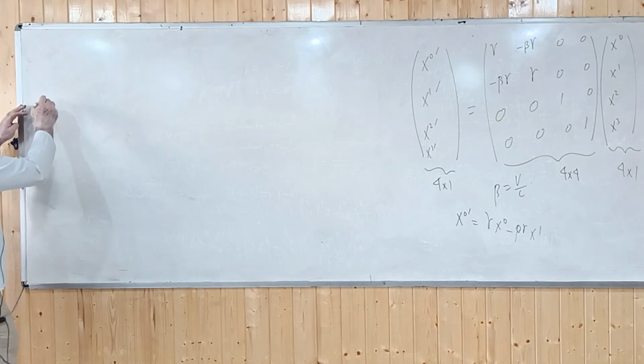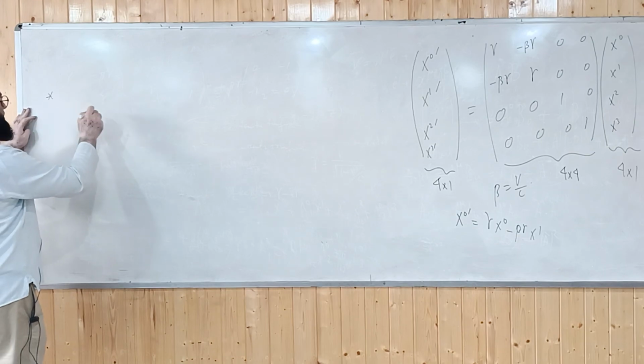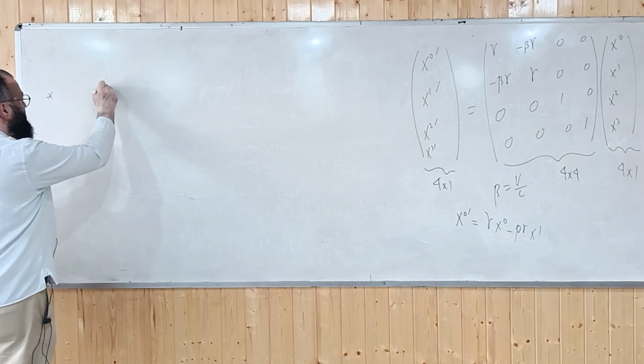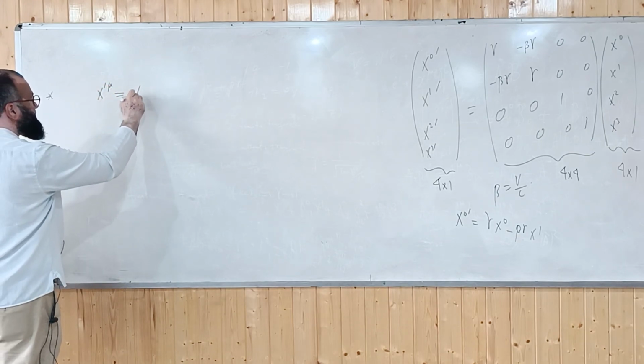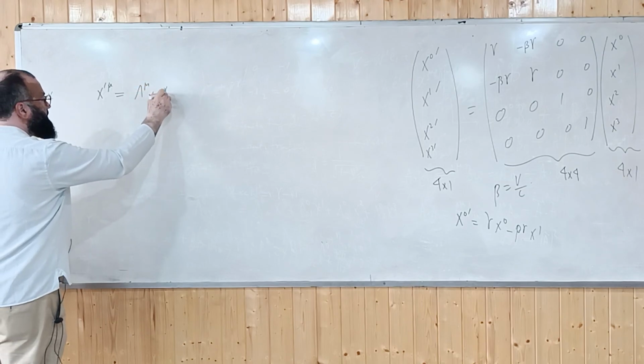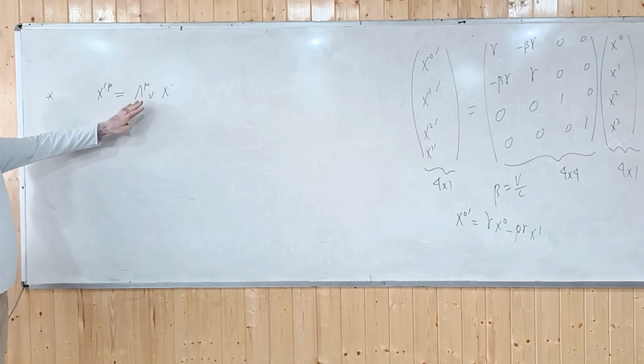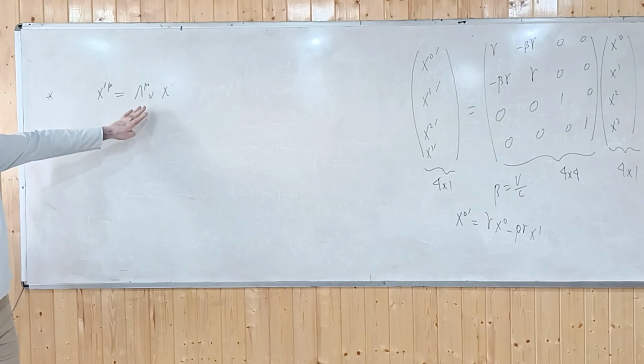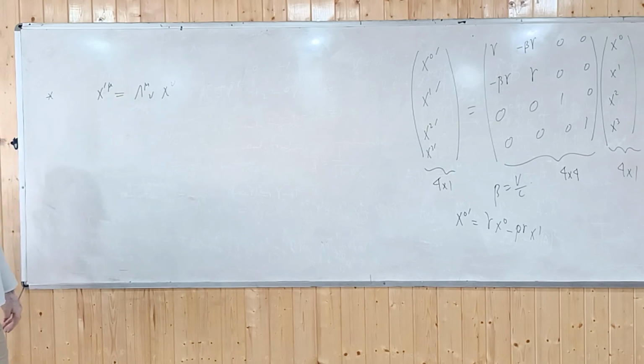Okay, so let me go to these transformations again. Our Lorentz transformations are like this. This is a general Lorentz transformation matrix. Clear? We'll see in detail. This is actually both rotations as well as boosts.